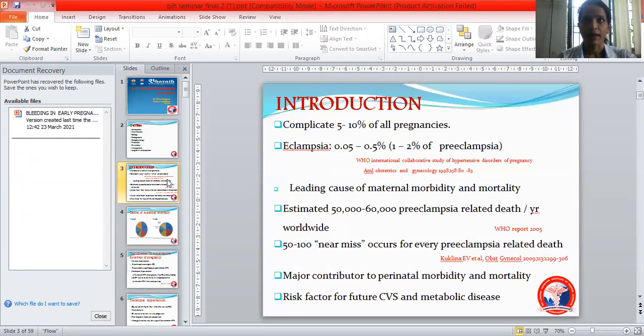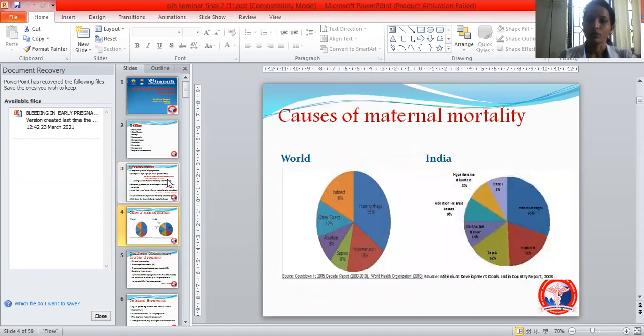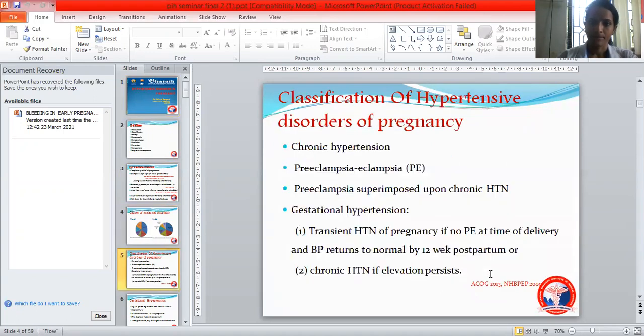So even if it is managed well in pregnancy, it is also a risk factor for future cardiovascular and metabolic diseases. Thus, it also has long-term sequelae apart from its effects on the mother and baby during pregnancy. If we take the overall causes of maternal mortality in the whole world, it contributes to around 18%, and in India, it contributes to 8% of maternal mortality.